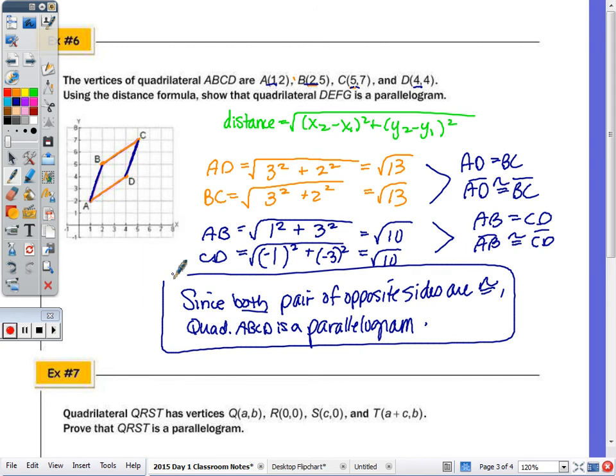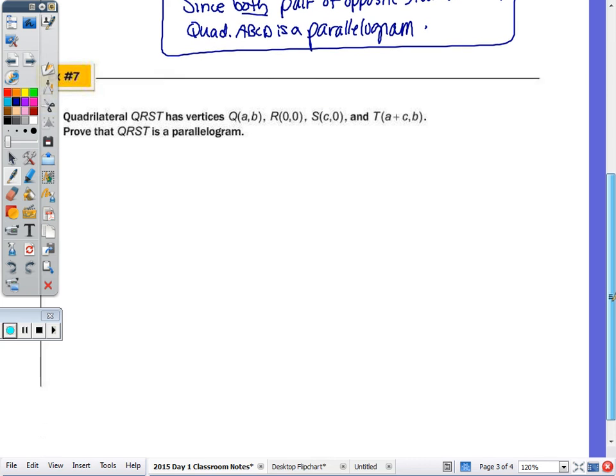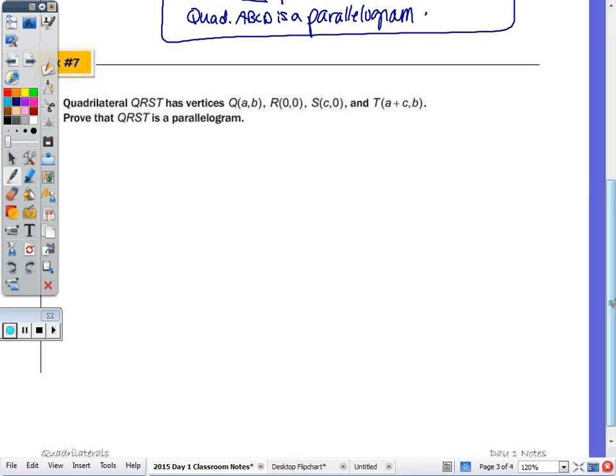Yeah, and the last one, number 7, says to prove quadrilateral QRST is a parallelogram, and since we haven't used slope, let's use slope. Now, if you're using slope, you have to find the slope of all 4 sides. Okay? So I'll do some of the calculations. We can split it up by row if you want. But I'm showing that both pairs of opposite sides are parallel. Do you have an idea of what the opposite sides are? If not, you might want to give a sketch.